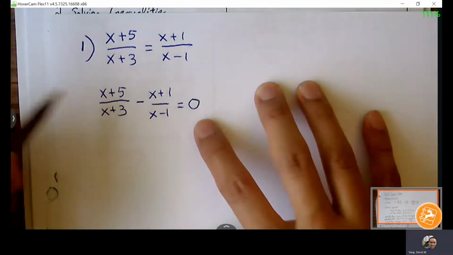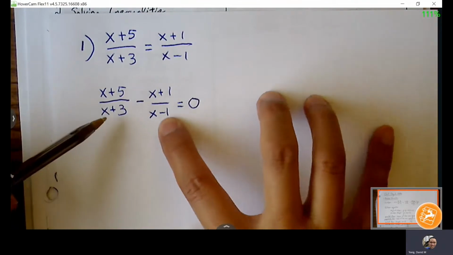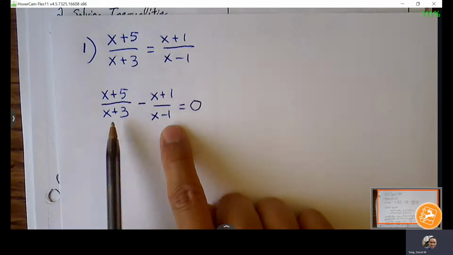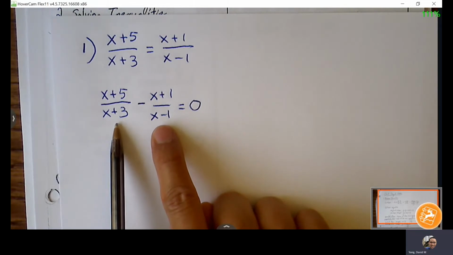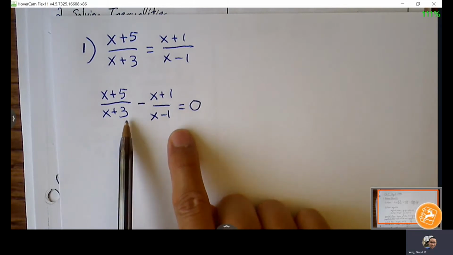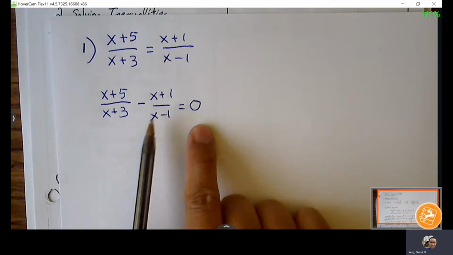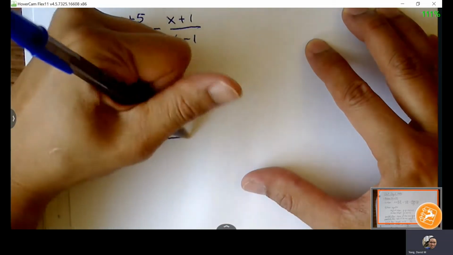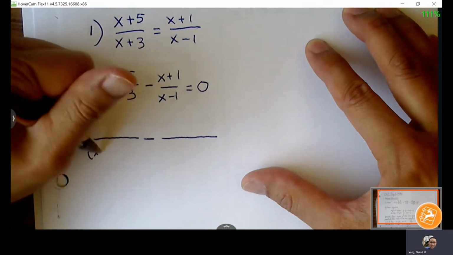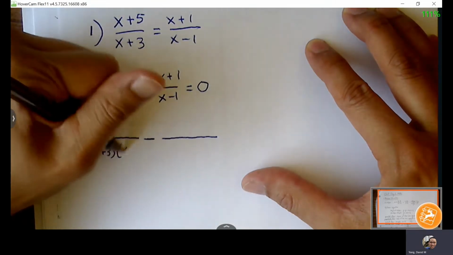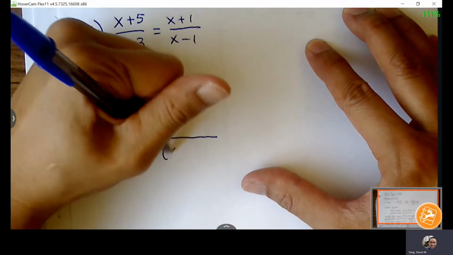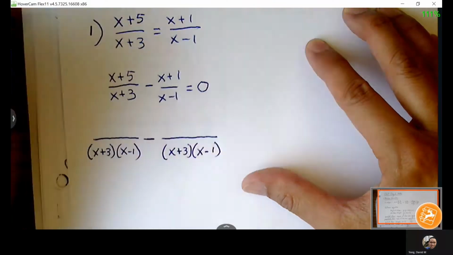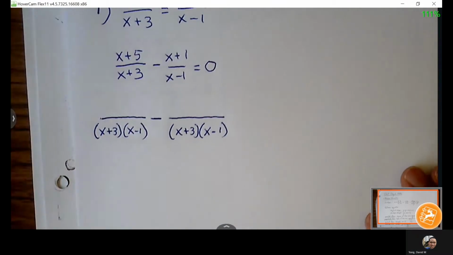Now I'm dealing with fractions here. Notice that the fractions do not have the same denominator, so I need to find a common denominator that will have both of these included. My common denominator is going to be x plus 3 and x minus 1. I need to include both to produce a common denominator. Once I have common denominators, then I know I can combine the two fractions together.